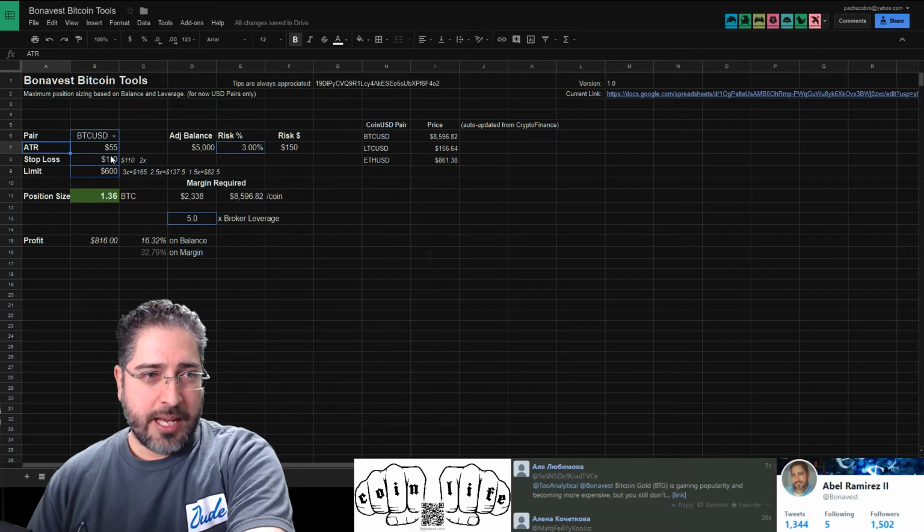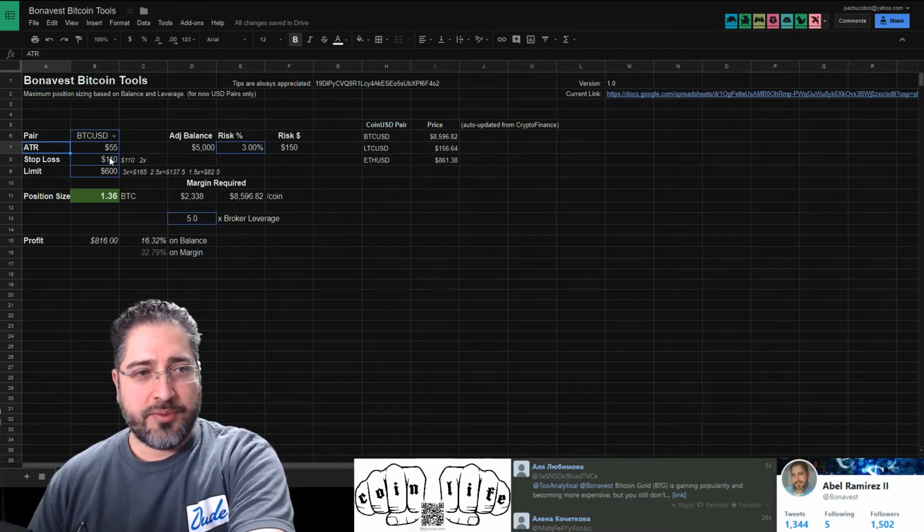And that's why I put a little stop loss there with the 2 times, just because that's a round figure to go by. So if your ATR is 55, type in 110 for your stop loss.